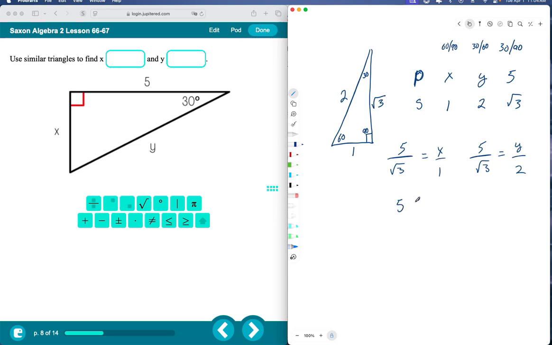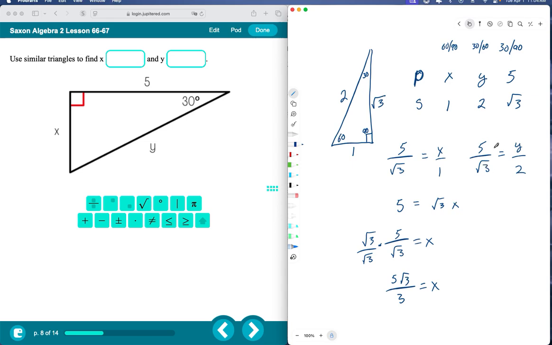I have 5 is equal to square root of 3 times x. Divide by square root of 3. 5 over square root of 3 is equal to x. We know we can't do that, so square root of 3 over square root of 3 times 5 over square root of 3 gives 5 square root of 3 over 3 as the value of x.